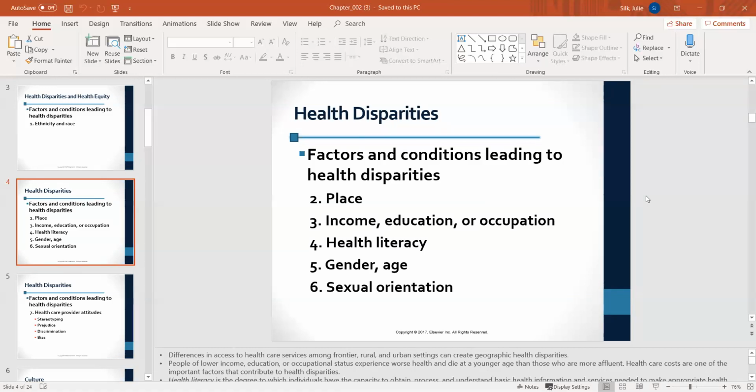Healthcare costs are also a big factor that contribute to health disparities. If it costs too much to go to the doctor for something, then sometimes people just don't go because they can't afford it.